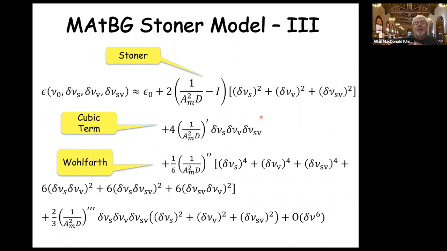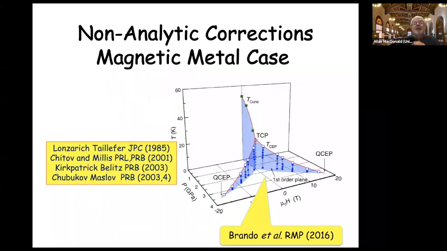And with these parameters, you can see that this cubic term, which is not allowed by time reversal in the ordinary magnetism case, is allowed. And so that means that these transitions will have a tendency to be first order, in which the valley polarization emerges.